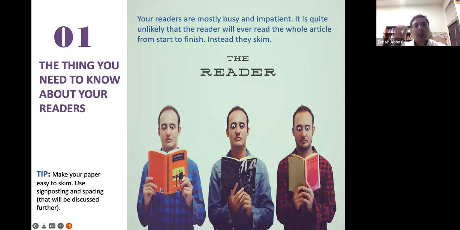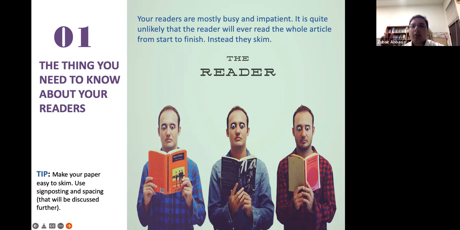First important thing for you is to think from the reader's perspective, right? So when you're writing, you have to bear in mind who your audience is, and you must try to make your paper or your writing easily accessible. So there must be signposts. Your paper or your introduction must have a clear idea. So what is it about? And what is your contribution to it?